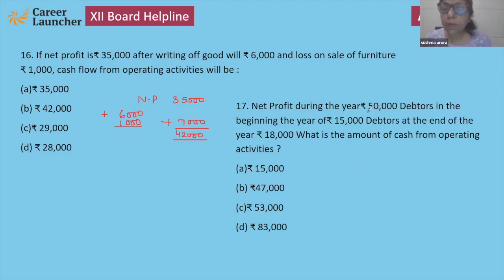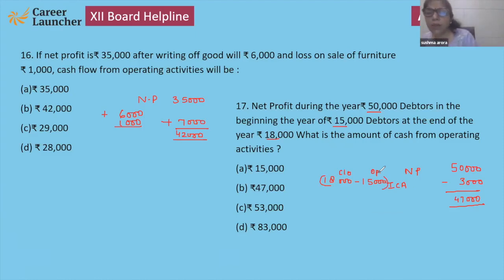Same here. Net profit 50,000 is given. What should we do? See, beginning 15 and closing 18. It means ICA, increase in current asset, that is 3,000 to be deducted. So your answer will be 47,000. Okay, children, how can we say that this is ICA? ICA means increase in current asset. Simply 18,000 minus 15,000. You can also write closing minus opening.